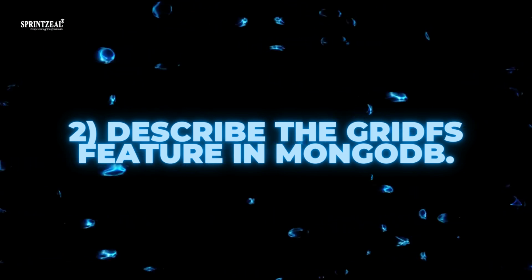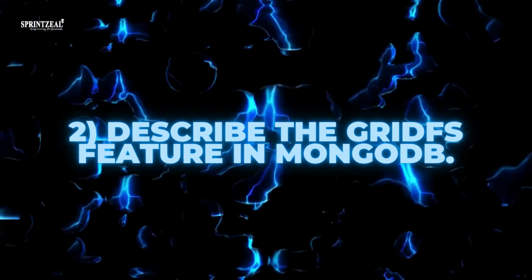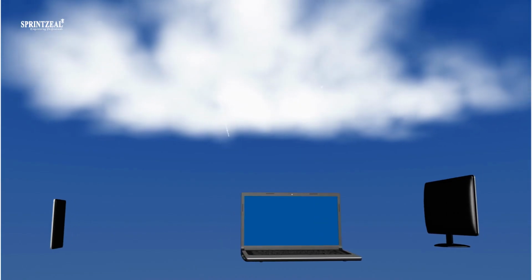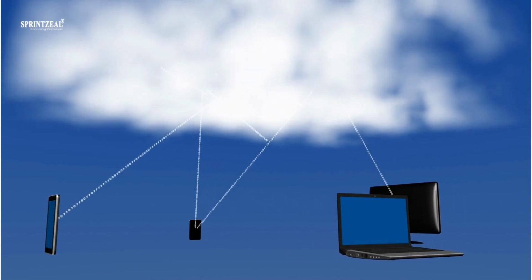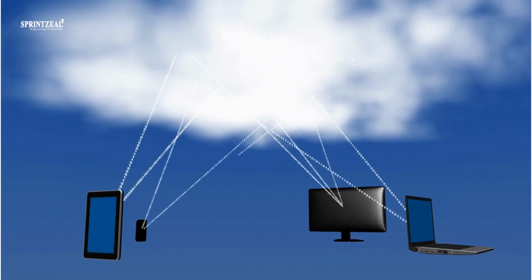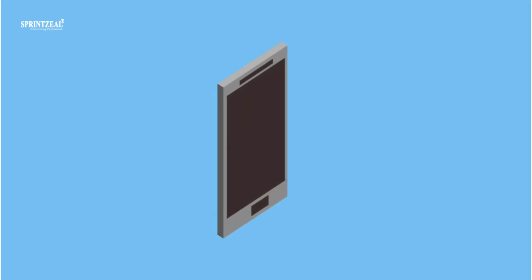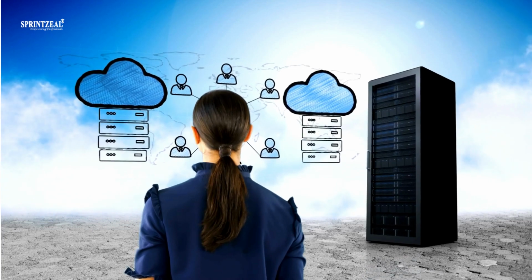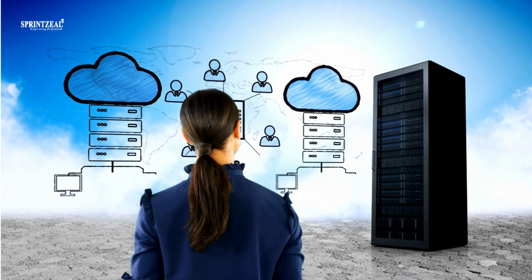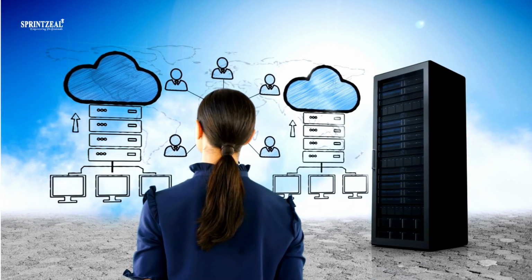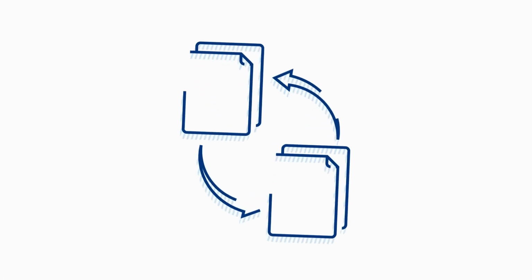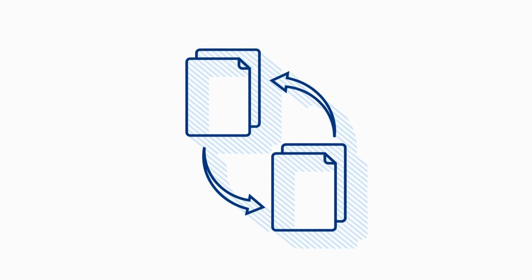2. Describe the GridFS feature in MongoDB. A specification called GridFS explains how to separate files into pieces for storage and reassemble them for retrieval. The GridFS driver implementation is in charge of organizing and running the file storage activities. Both the chunks and the file's metadata are stored by default in separate collections called fs.files and fs.chunks.